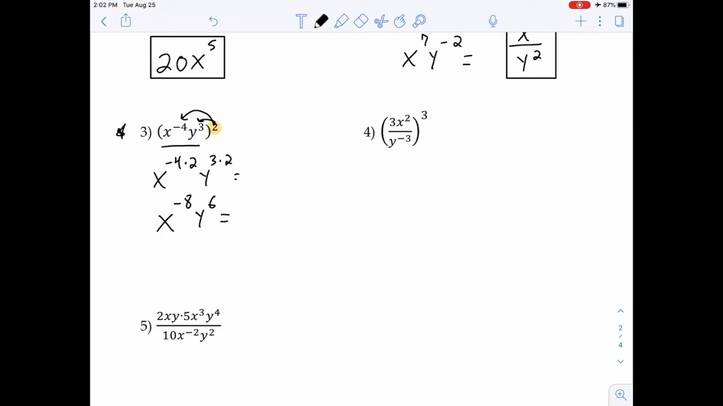So now again we still have this negative exponent left, so we have to deal with that, which basically means we're going to flip it to the denominator. So the y to the 6th stays in the numerator, and then we flip and the x to the 8th goes in the denominator, and that is simplified.